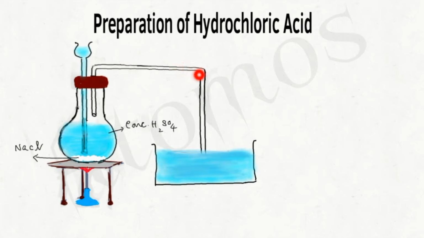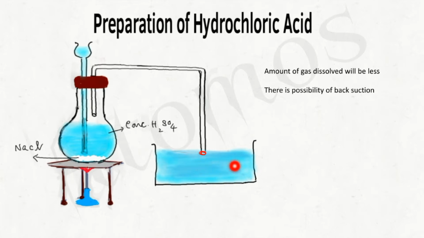Instead of that, using this delivery tube itself, we can pass hydrogen chloride gas directly through water, right? Why are we not doing that? One reason is that the opening of the delivery tube is very small. So at a time, a very small amount of gas will dissolve in water. That is one disadvantage of this method.